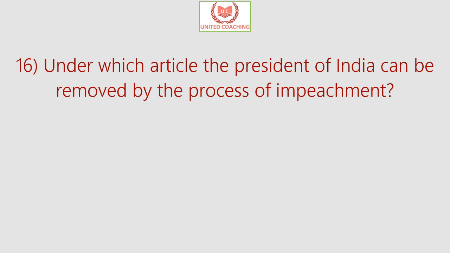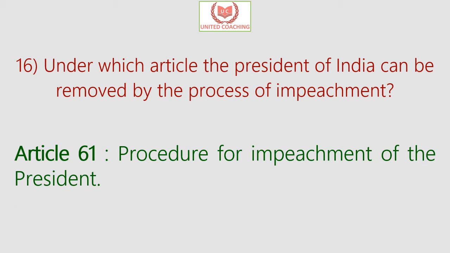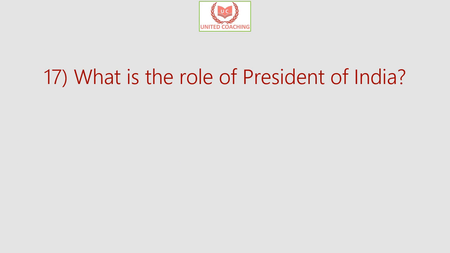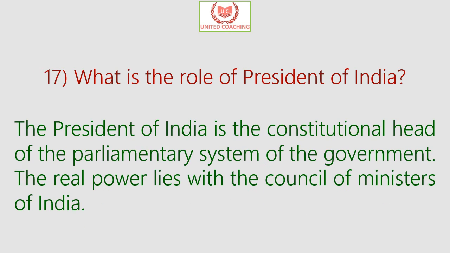Our next question is, under which article the President of India can be removed by the process of impeachment? So answer is Article 61, and it states the procedure for impeachment of the President. Our next question is, what is the role of President of India? So answer is, the President of India is the constitutional head of the parliamentary system of the government, and he represents the nation but does not rule it, and the real power lies with the Council of Ministers of India.